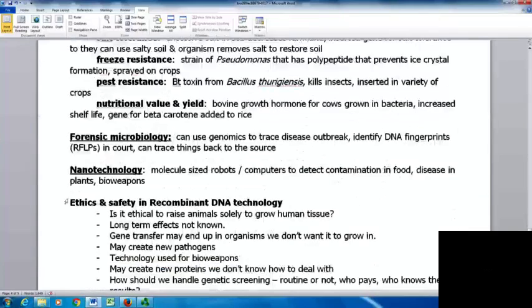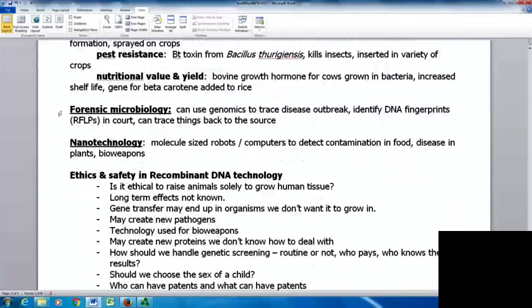With forensic microbiology, this can use genomics to trace disease outbreaks, can be used to identify DNA fingerprints or RFLPs in court. It can trace things back to the source. With nanotechnology, this would involve using molecule-sized robots or computers to detect contamination in food, disease in plants, or bioweapons.